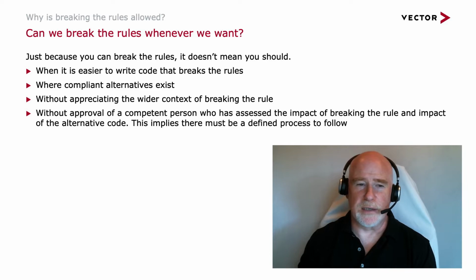So can we break the rules whenever we want? Well, no. Just because you can break the rules, it doesn't mean you should break the rules. Perhaps when it's easier to write code that breaks the rules than it is to write compliant code, or where there are compliant alternatives. If we have two choices of writing some code, one that breaks the rules and one that doesn't, we should always choose the one that doesn't break the rule first.